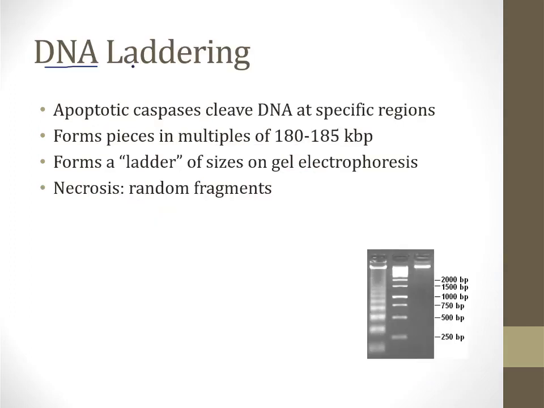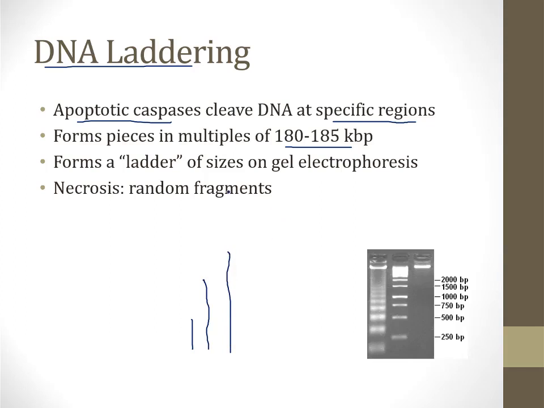I'll briefly mention DNA laddering. This is a technique used in the laboratory to identify that cells have undergone apoptosis. One of the things that apoptotic caspases can do is to cleave DNA, and when they do so, they cleave it at very specific regions, and they always form pieces that are multiples of 180 to 185 base pairs. So for example, one piece might be 180 base pairs, another piece might be 2 times 180 base pairs, and another piece might be 3, and so on. But they're always multiples of 180 to 185.